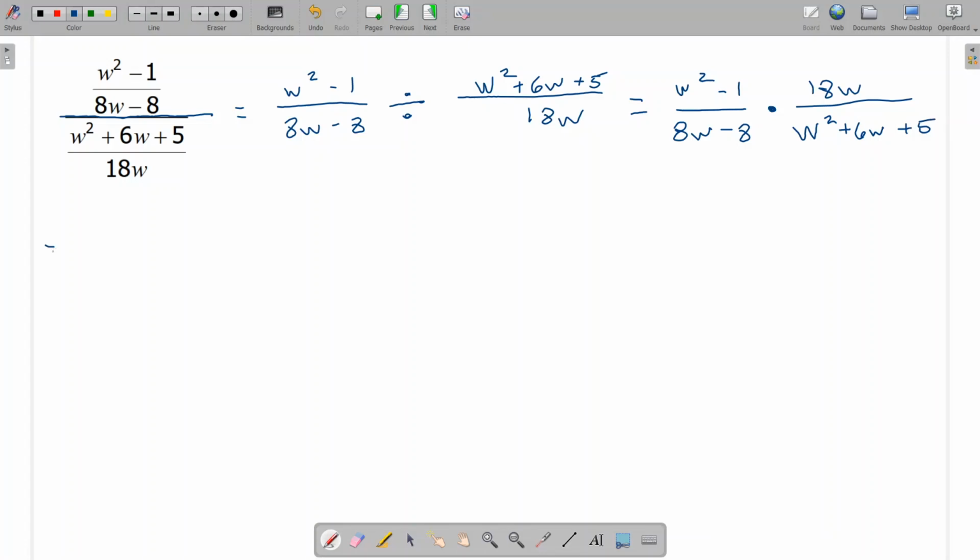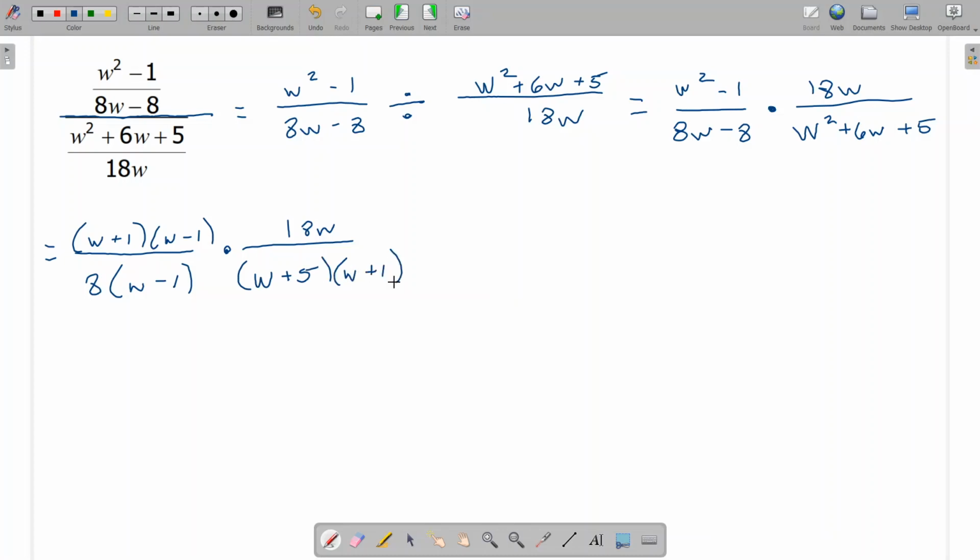So let's go through and factor all of our numerators and denominators now. Okay, the first numerator is the difference of squares. The denominator has a GCF of 8. 18w is a monomial, so no factoring there. And then that denominator is a trinomial, leading coefficient of 1, so super easy to factor. The two numbers that multiply to 5 and add to 6 would be 5 and 1. So there we go. Everything's factored.